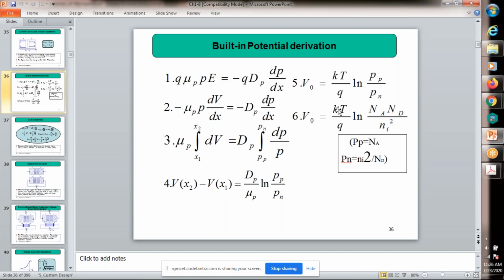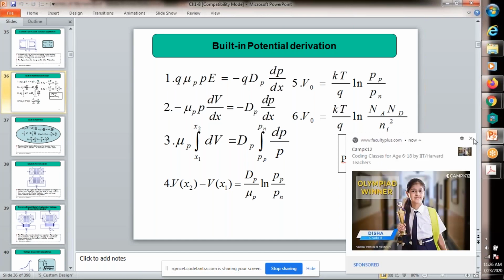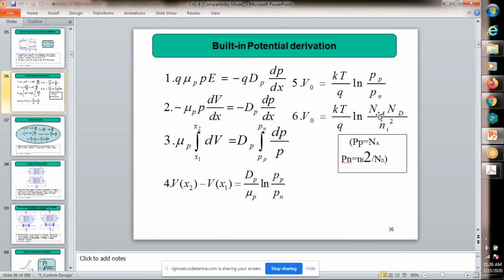So V0 is the voltage, equal to kT by q log of Na Nd by ni square. Remember this expression mainly. Now these are all constant values at equilibrium condition: k the Boltzmann constant, q the charge of an electron constant, Na, Nd, ni square.